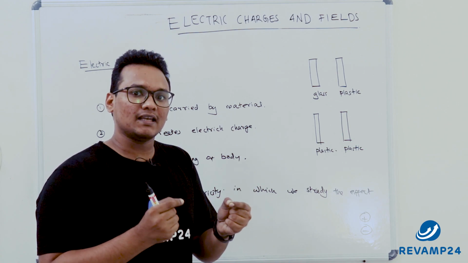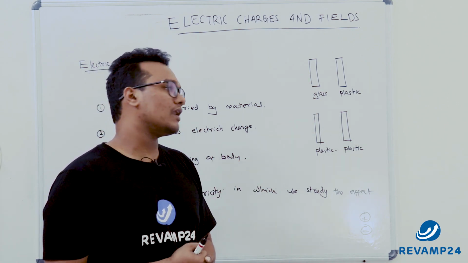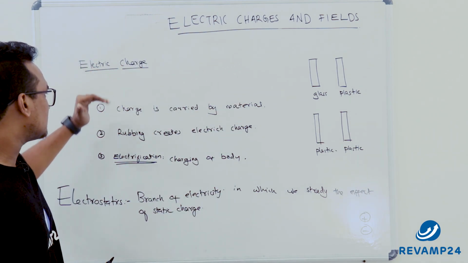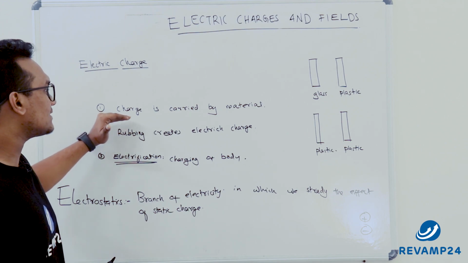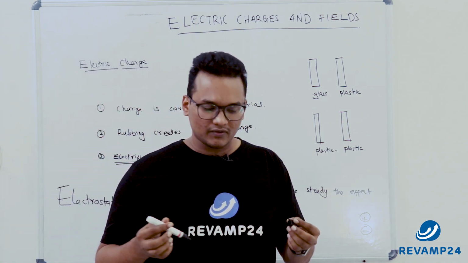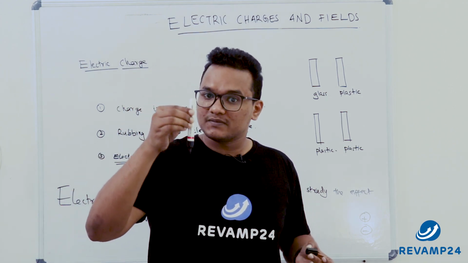So this was basically introduced by Benjamin Franklin. I will explain the experiment later. So first we will look into the basic properties of charges. First property is charge is always carried by a material. Okay, so for example, we have positive and negative charge, but we can say only an object is charged.